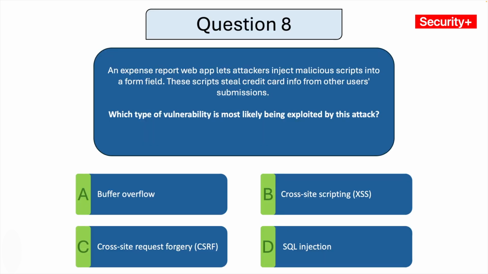Question 8. An expense report web app lets attackers inject malicious scripts into a form field. These scripts steal credit card info from the user's submissions. Which type of vulnerability is most likely being exploited by this attack? A, buffer overflow. B, cross-site scripting. C, cross-site request forgery. Or D, SQL injection.